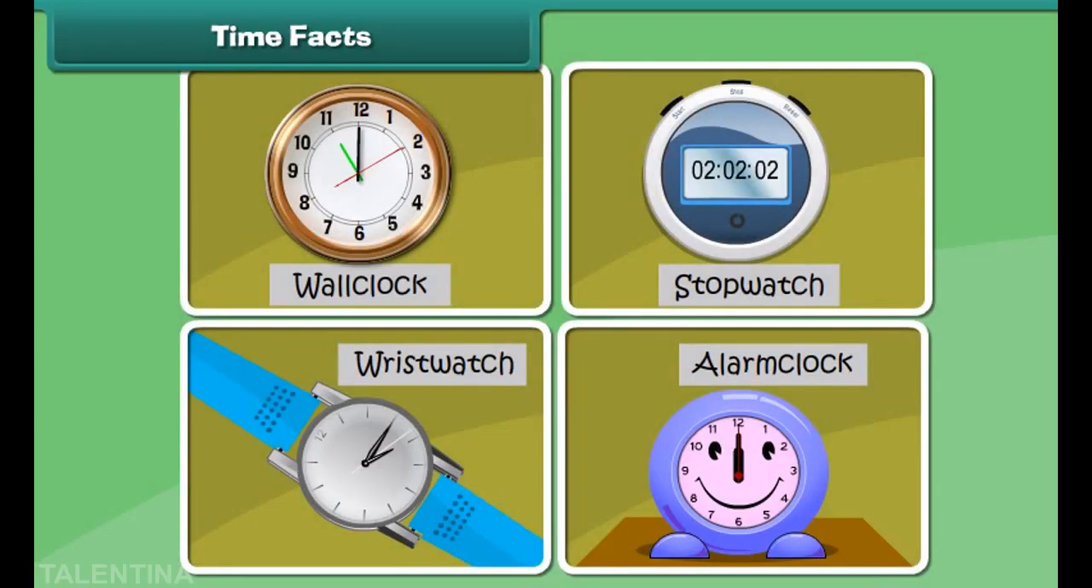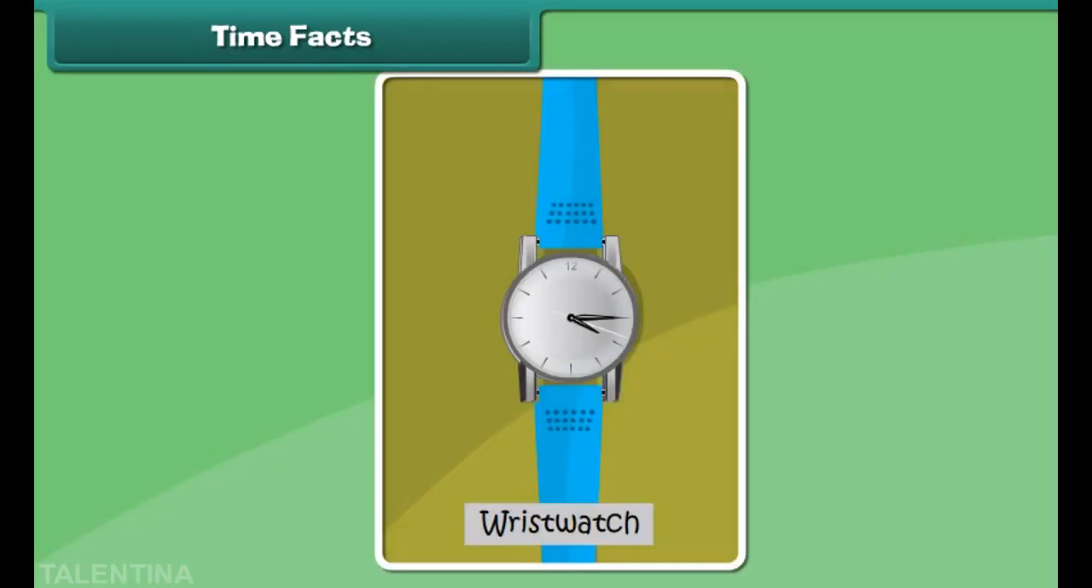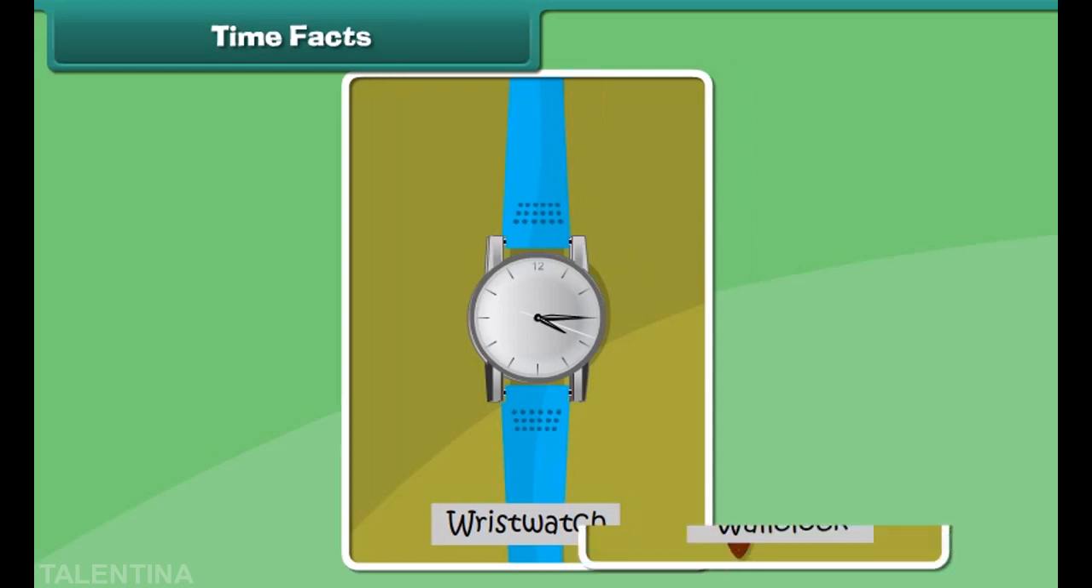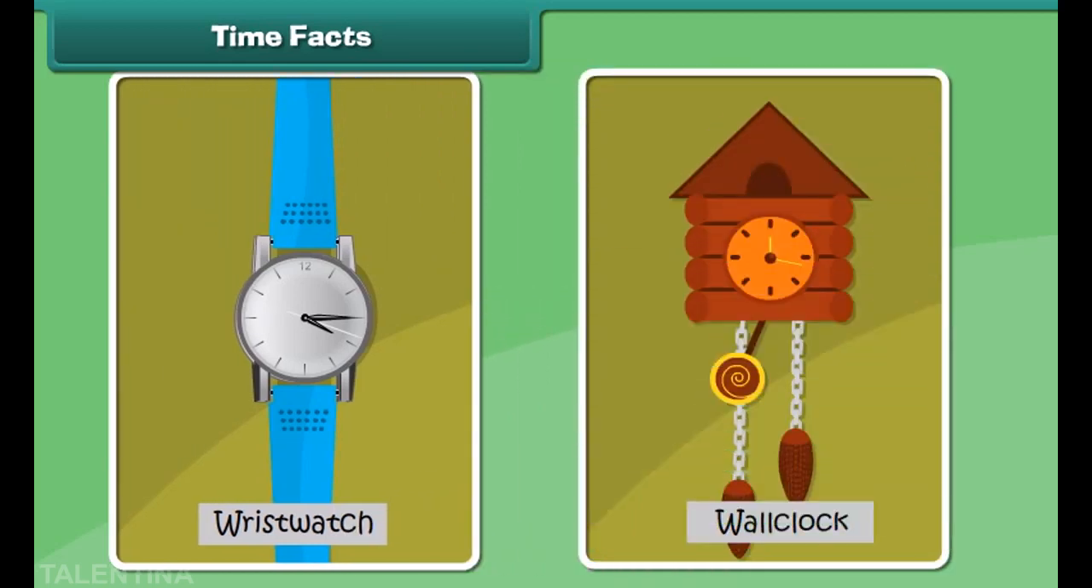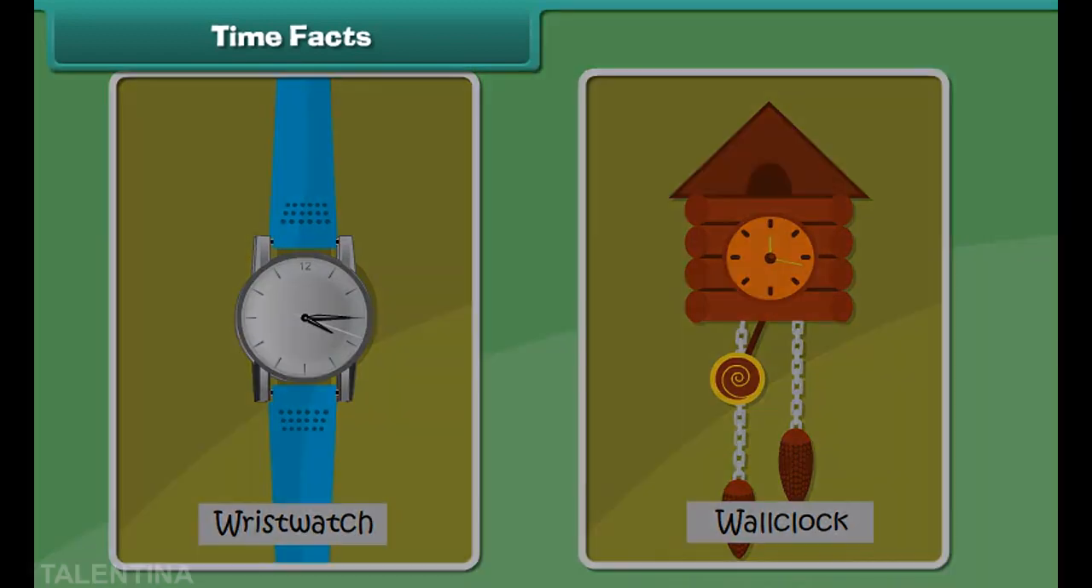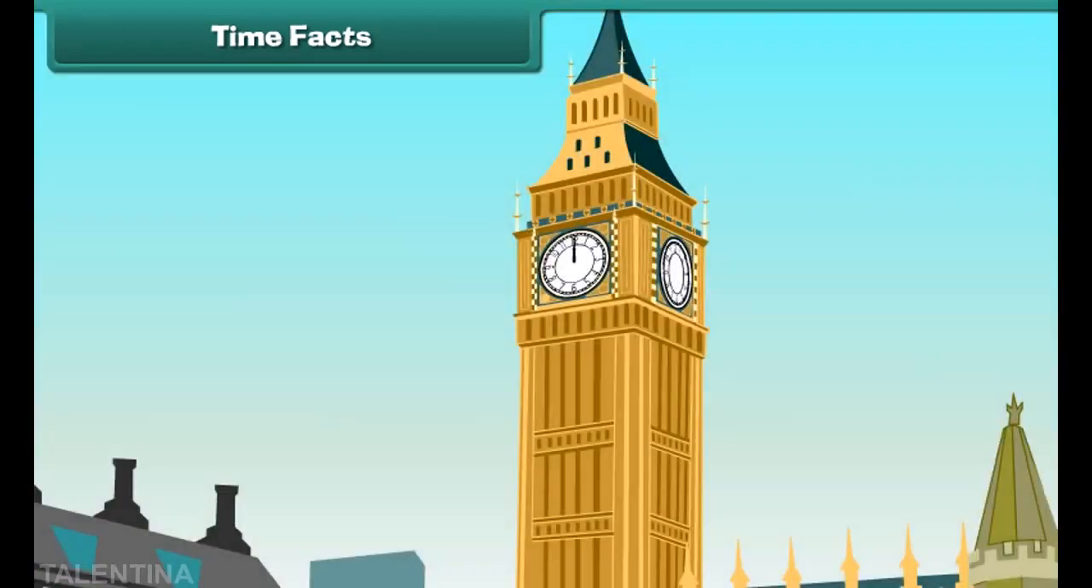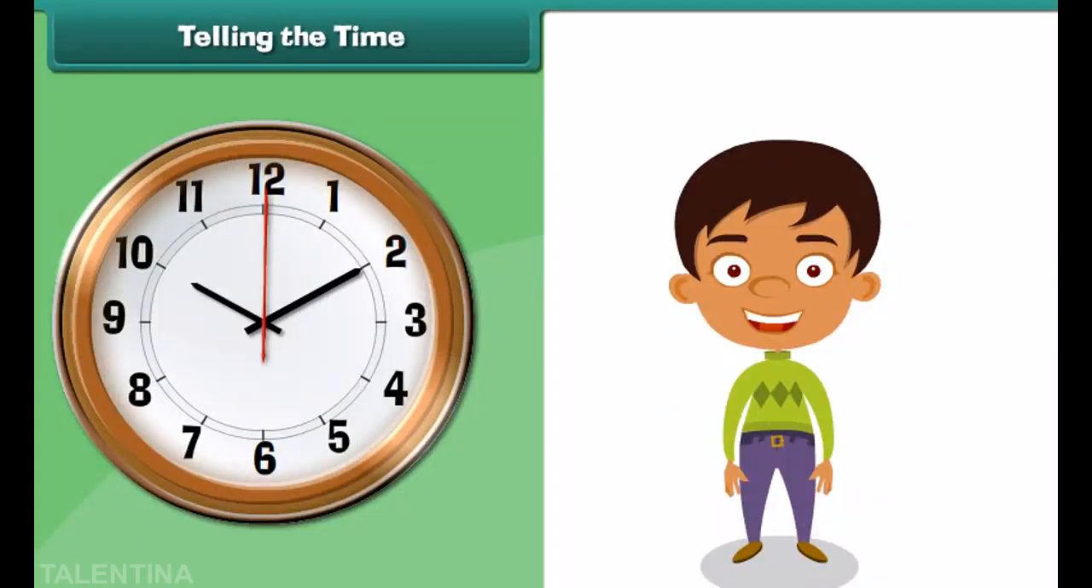You must have seen clocks of different shapes and sizes. There are clocks which you wear on your hand. They are called watches. There are clocks which you see mounted on a wall. Clocks which are mounted on buildings. Let us now learn to read time.